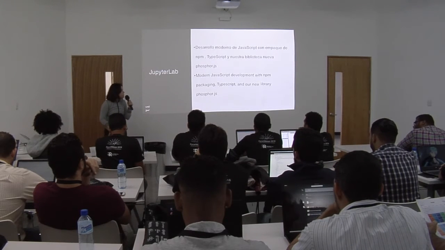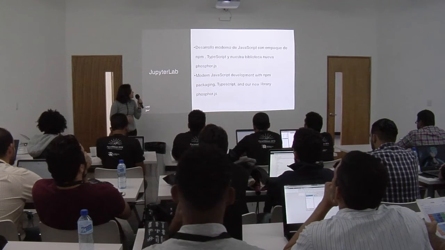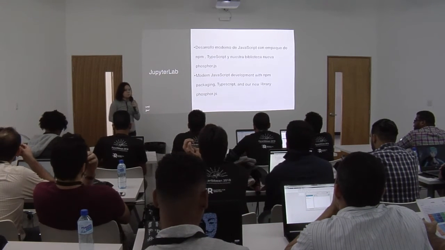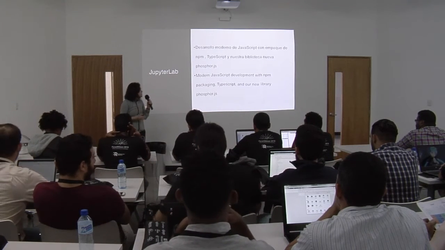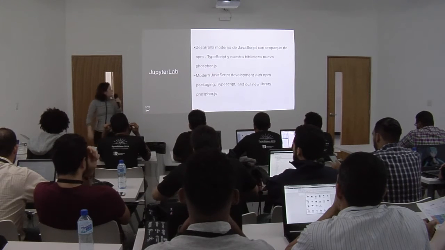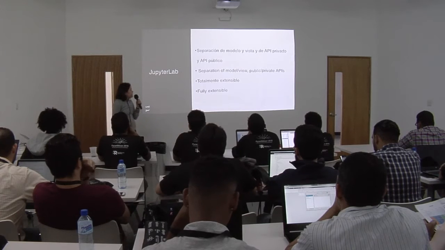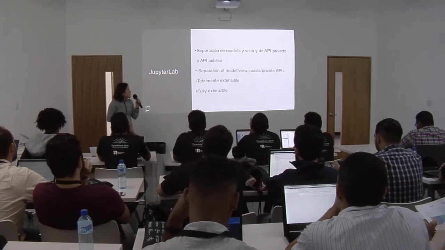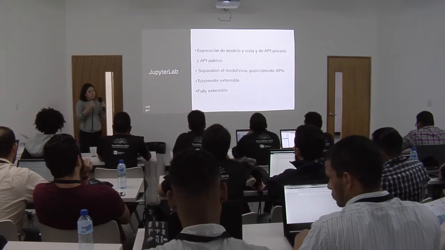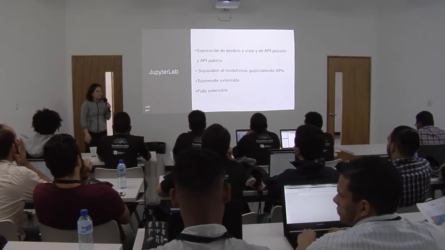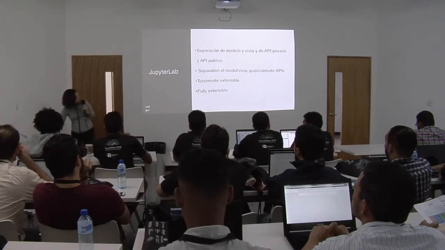Tenemos desarrollo moderno de JavaScript con empaque de NPM, TypeScript y nuestra biblioteca nueva Phosphor.js. So we have a modern JavaScript development with NPM, TypeScript, and a new library we've created for Jupyter Lab called Phosphor.js. Tenemos una separación de modelo y vista y de API privado y API público. So we have the separation of the model and view, and we have public and private APIs. Este es totalmente extensible, so this is fully extensible.